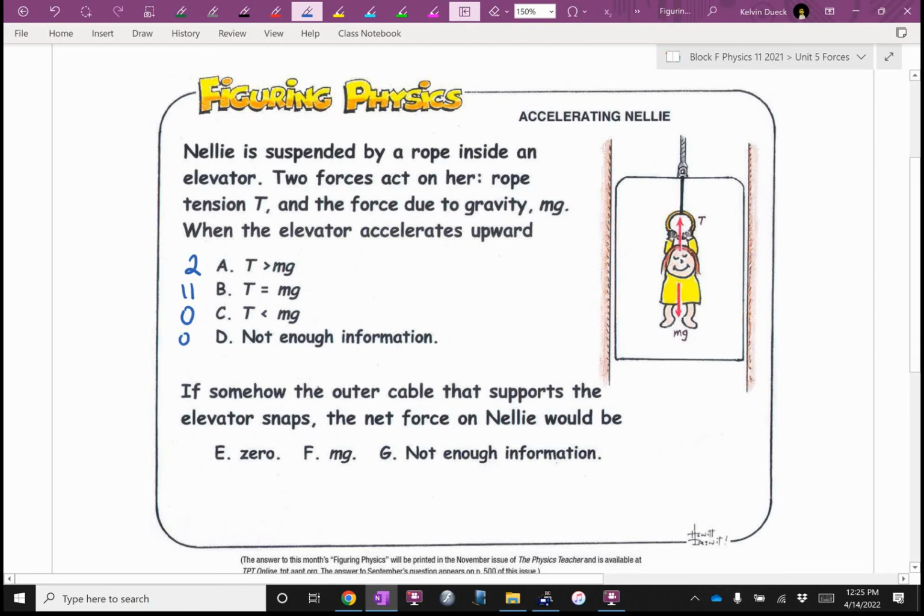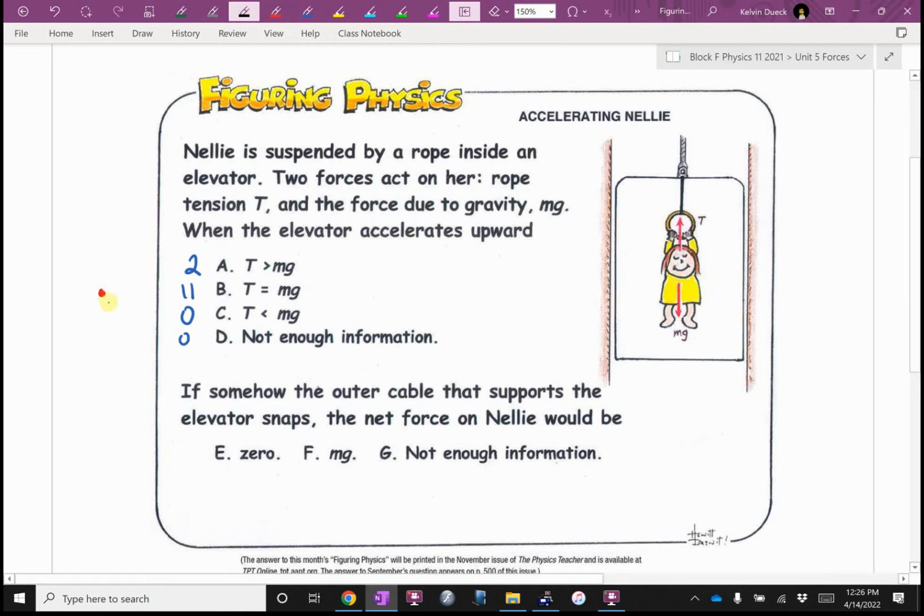What was the theme of yesterday and today's lesson? It was three words that I also gave you an acronym for, FBD. This is a job for a free body diagram, because a good free body diagram will make this clear. I'm going to represent Nellie with a dot. What are the forces acting on her? Get the obvious one.